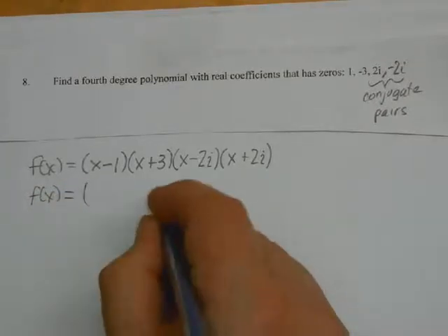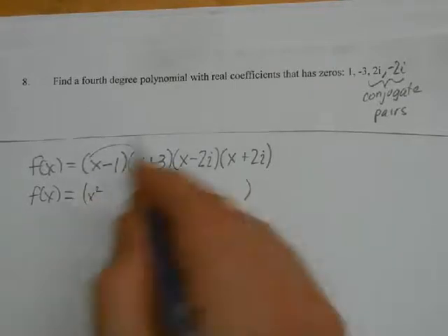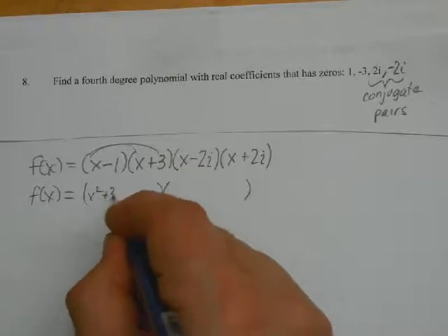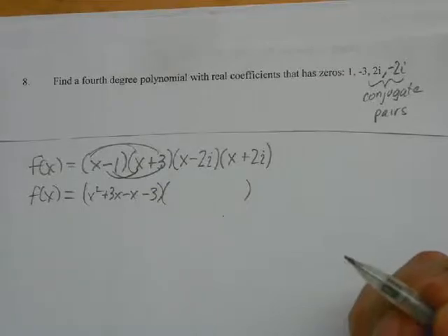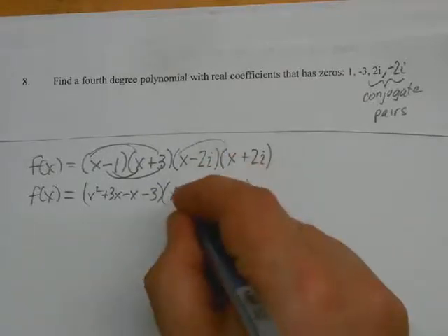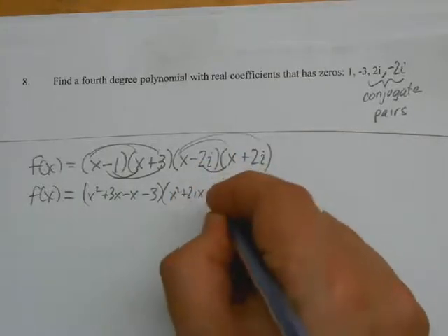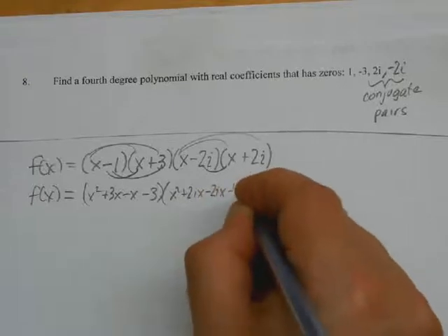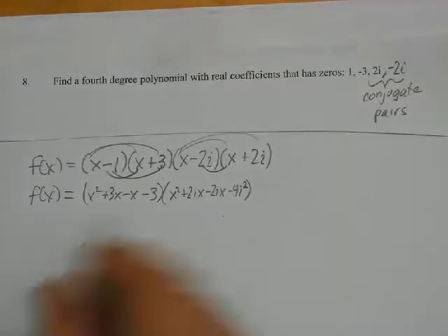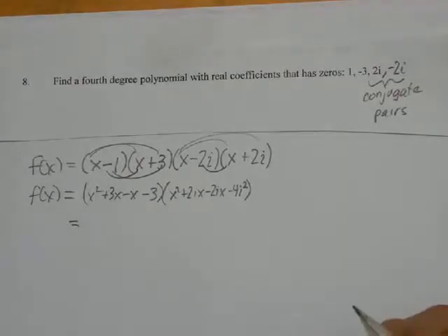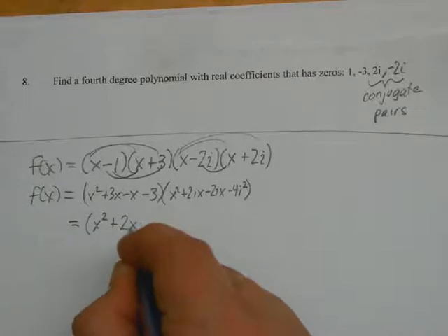So I'm going to FOIL those out and FOIL those out. So here I get x squared plus 3x minus x minus 3. Here I get x squared plus 2ix minus 2ix minus 4i squared. So simplifying, x squared plus 2x minus 3.